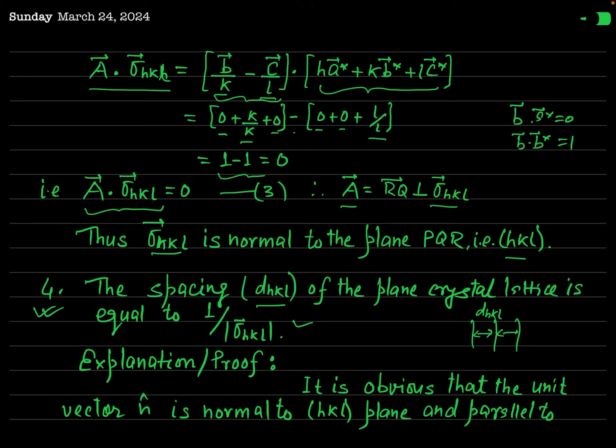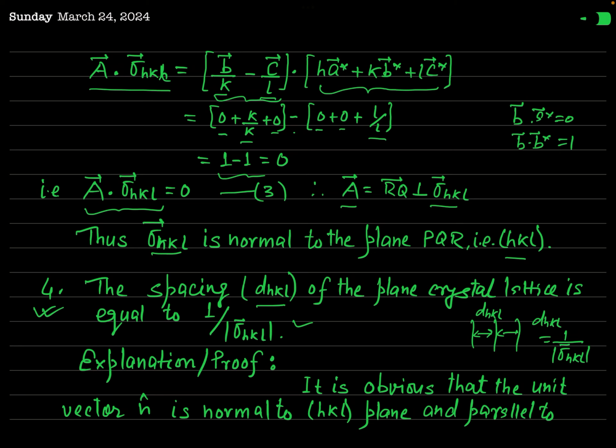And in this property it has been said that this d_hkl is just equal to 1 over modulus of sigma_hkl. It means the interplanar separation is just equal to the inverse or reciprocal of the magnitude of the reciprocal lattice vector. Okay.